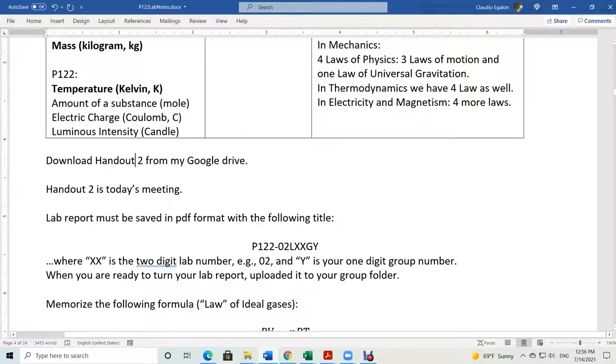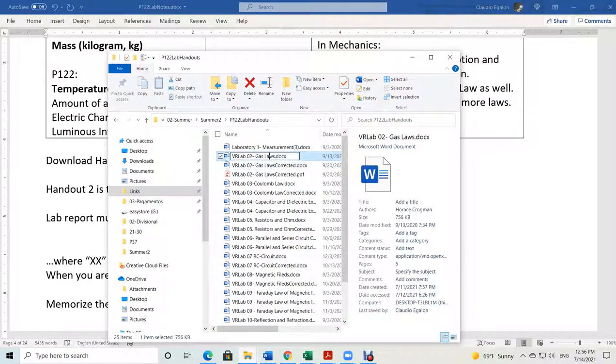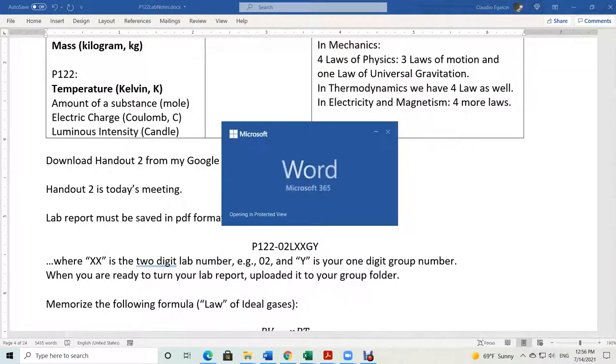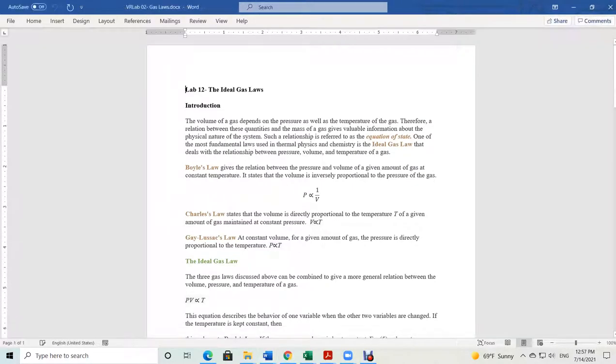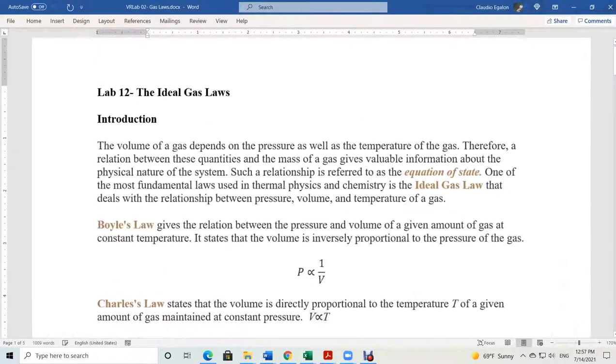Lab report must be saved in PDF format, so let's do that together. I'm going to open my handout, this one here, gas laws. We didn't cover gas laws in the lecture yet, in my videos yet. We cover only temperature, but that's something that you should be familiar with already because that's usually covered in chemistry.